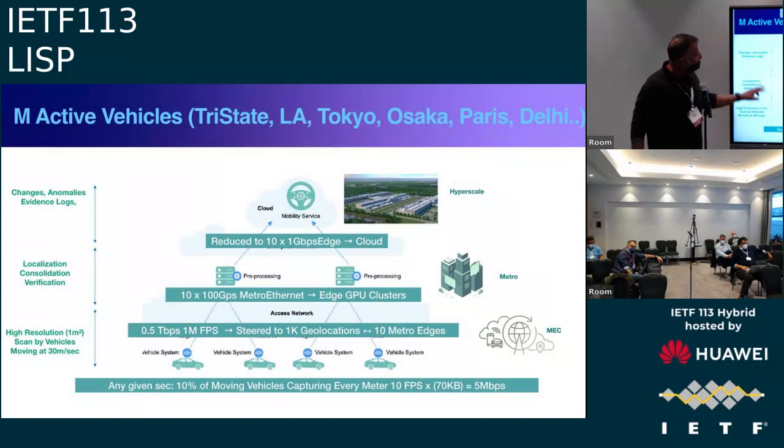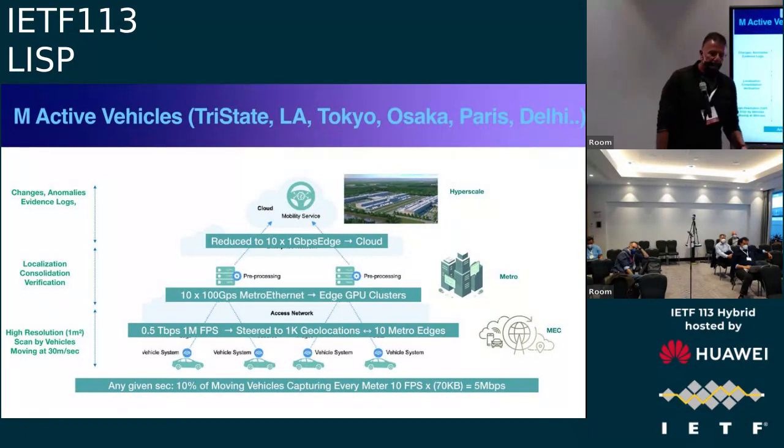If we are talking about a city of 1 million active vehicles, like Paris, LA, and I want to use 10% of the vehicles to sample what's going on for double parking, hazards, blockades, sudden stops, things like that. Then in any given second, 10% of the vehicles are sampling. They're moving at 30 meters per second. They need 10 frames per second in order to capture a point of interest. That means 1 million frames per second for the city and half a terabit, okay?